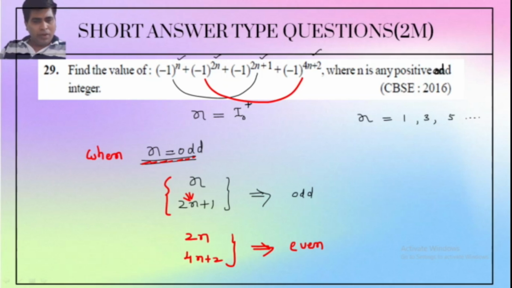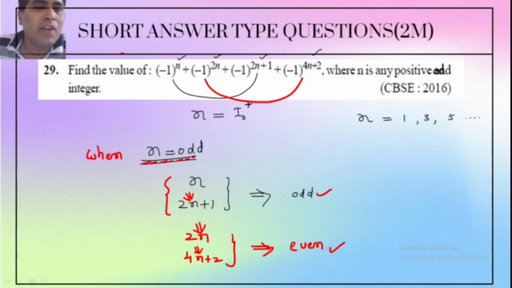Can you give one example? Here you can substitute 3 in the place of n, an odd number, multiplied by 2. Odd into even is always an even number. And here also you can substitute 5: 4 5s are 20, 20 plus 2 is 22, so an even number. So based on odd and even, we can solve this expression.